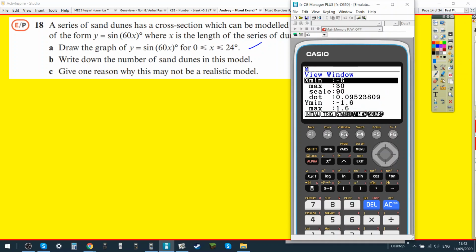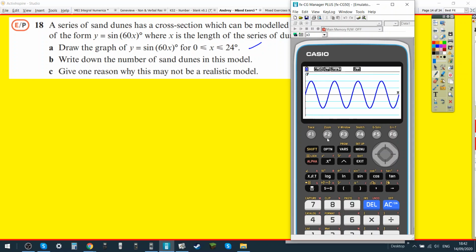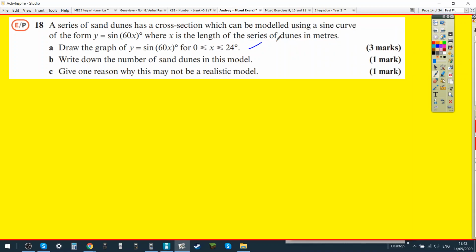Shift view window. Okay, from 0 to 24, exactly as in the question. How many sand dunes? 4. Yep. And part C. I'm going to say, is it something like it's unrealistic that all the sand dunes will be the same height or something?